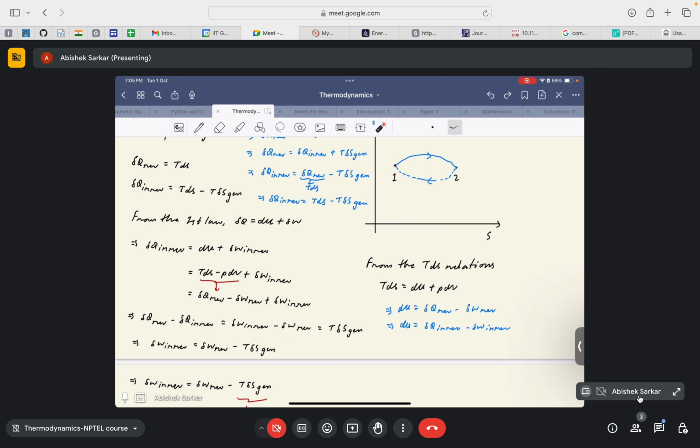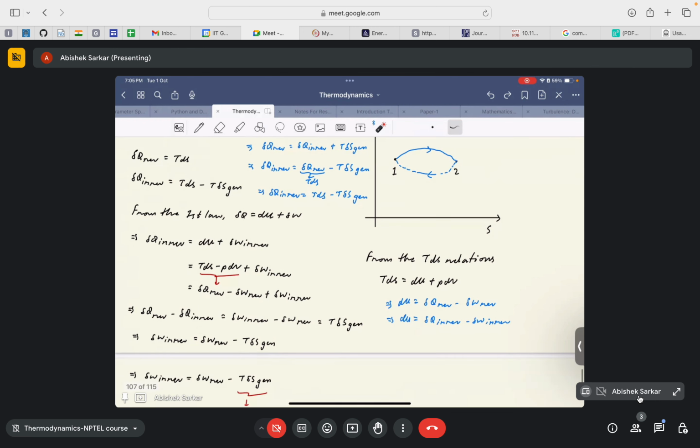And here you can clearly see that the net work done by the system irreversibly is lesser than the work done by the system in the reversible case. So this is the equation that states that. Or from here also you can clearly see, or you can consider this equation itself, that the net heat transferred within the system irreversibly is lesser than the net heat transfer within the system compared to a reversible case.